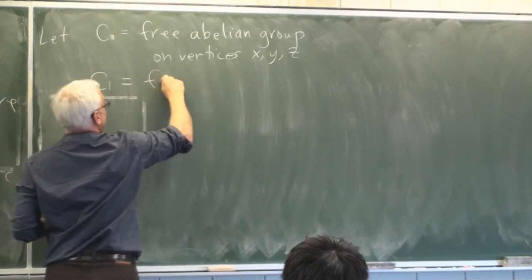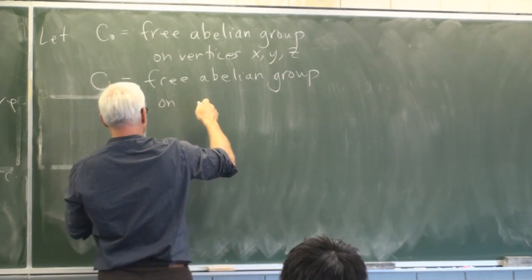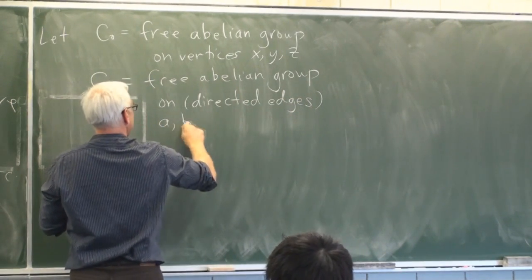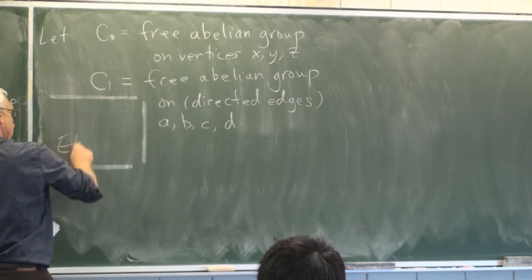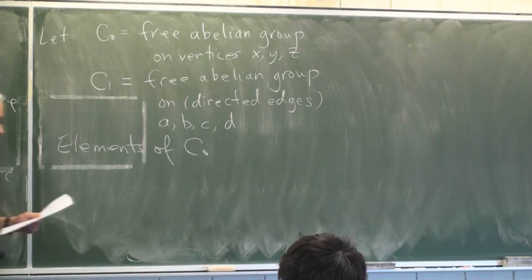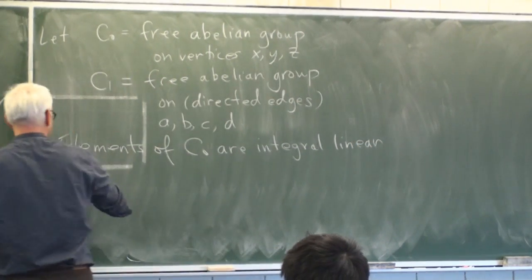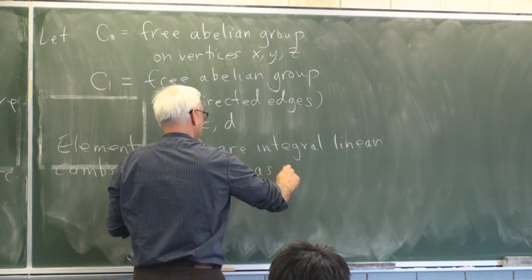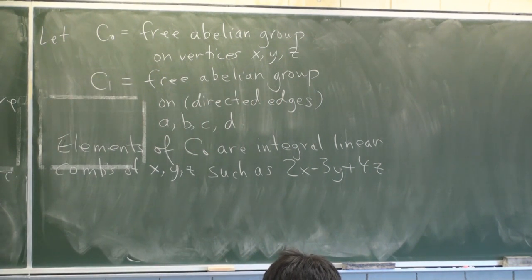And let's let C1 be the free abelian group on these directed edges A, B, C, and D. So what does that mean? Elements of C0 are just integral linear combinations of X, Y, and Z, such as, for example, 2X minus 3Y plus 4Z. We're allowed to make up any combinations as we want. That's an element in the free abelian group C0.